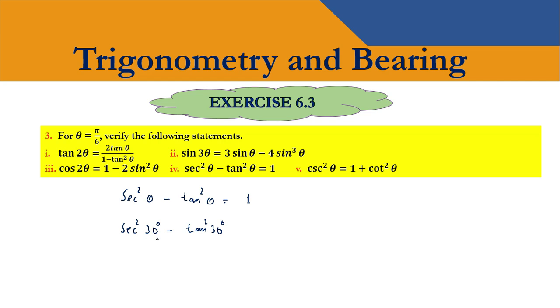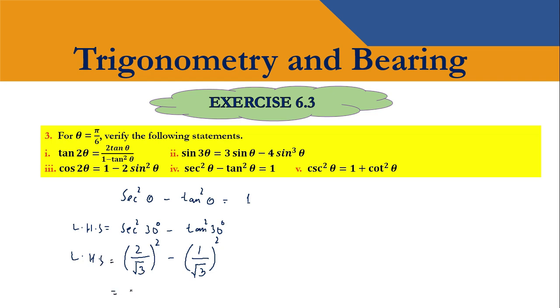The value of secant 30 from the table is 2 divided by under root 3. So 2 divided by under root 3, and because secant is in square, we take the square of the value, minus tan 30. The value of tan 30 in the table is 1 over under root 3, and we take the square of this value as tan was in square form. So this is our left hand side.